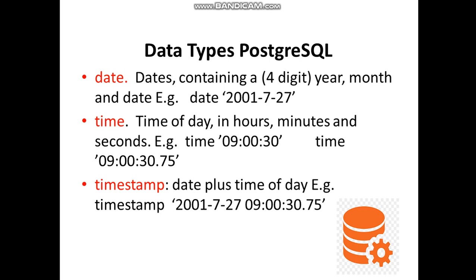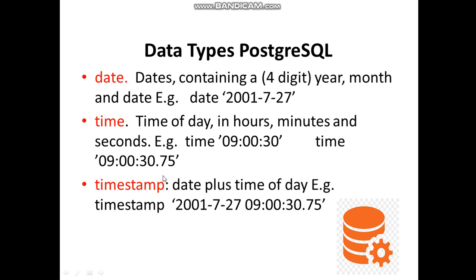So what is the format to insert data into a date column? You write the year first in 4 digits, then a dash, the month, then a dash, and the date. In this format only you have to insert your date, in single quotes: year, then month, and then date. Next data type is time: time of day in hours, minutes and seconds. Example time 09:00:30. So this is going to be a time.